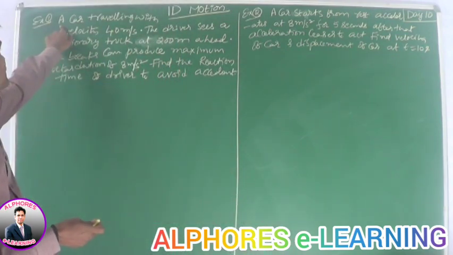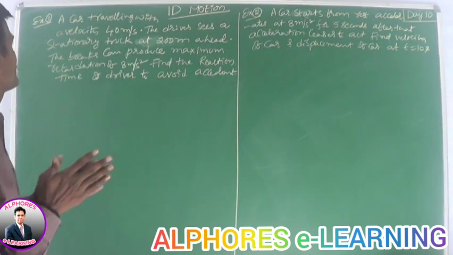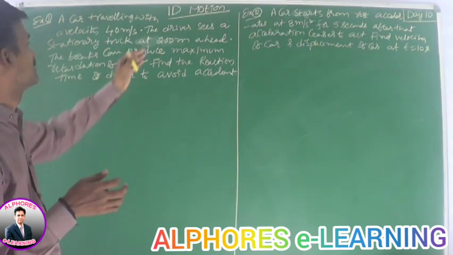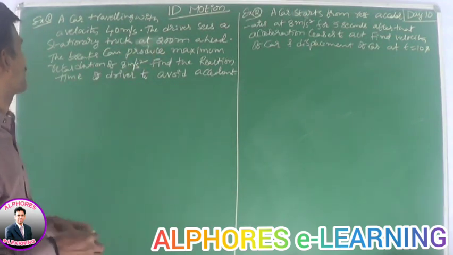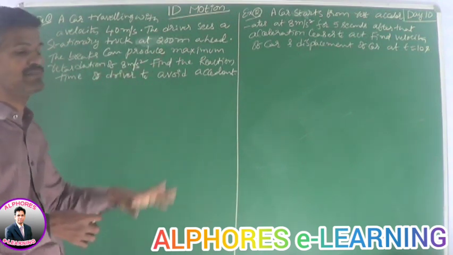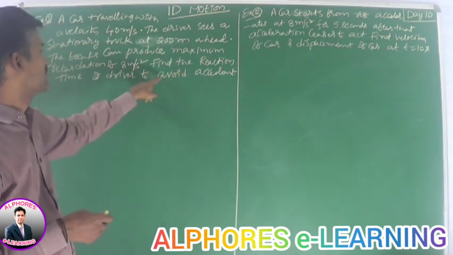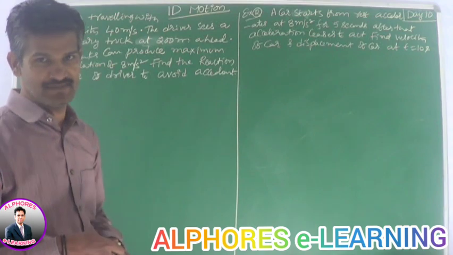Once again I am repeating. A car is traveling with a velocity of 40 meters per second. The driver sees a stationary truck 200 meters ahead and applies brakes. The brakes can produce a maximum retardation of 8 meters per second squared. Find the reaction time of the driver to avoid the accident.